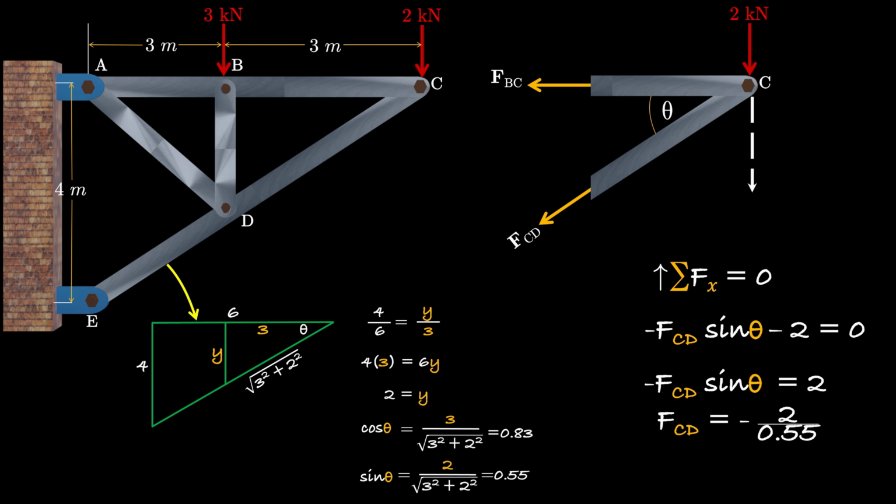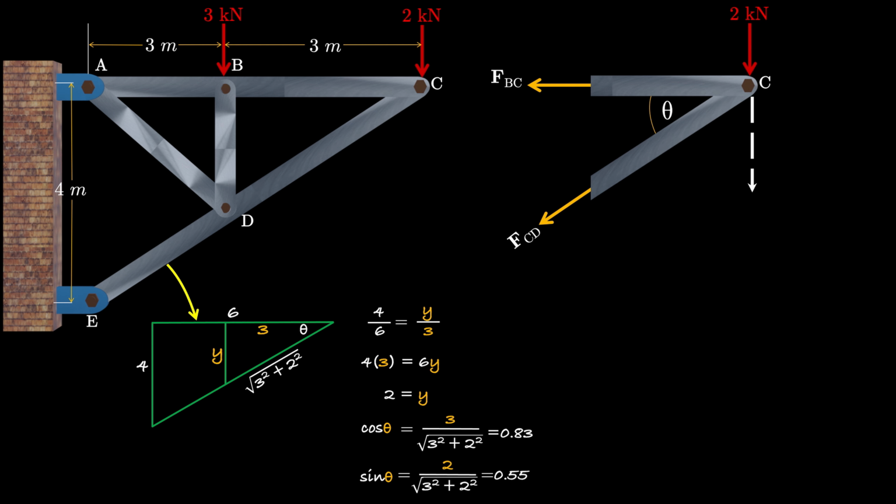So when the answer is negative, that means we've assumed the wrong direction. So that means we're going to have a compressive force instead of a tensile force. And the answer is going to be negative 3.61 kilonewtons. Now we have to find FBC, and to find FBC we're going to resolve along the x-axis.